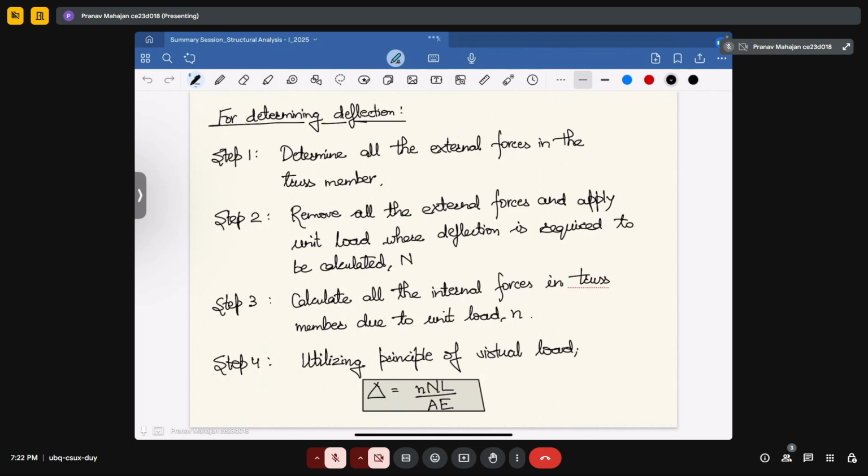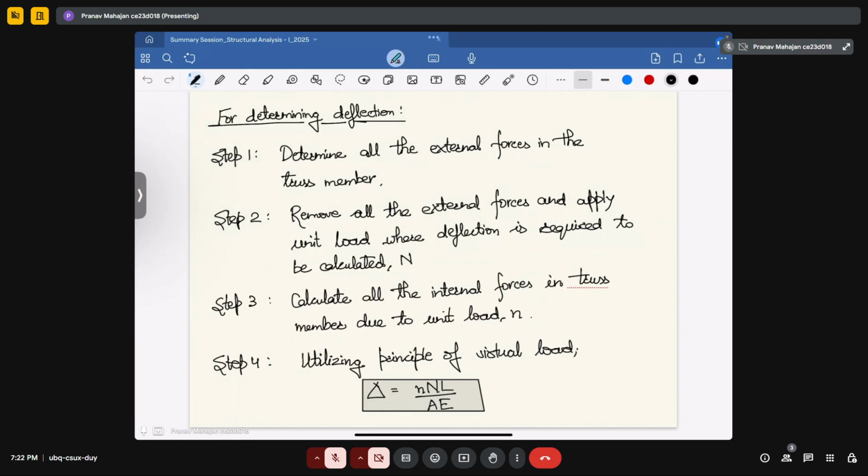After applying the unit load, you will calculate all the values of capital N. Then you will calculate all the internal forces in the trusses using the unit load concept, and that will give you the value of small n. After that, you will utilize the principle of virtual work, in which the deflection is calculated by the formula given to you in the highlighted box.